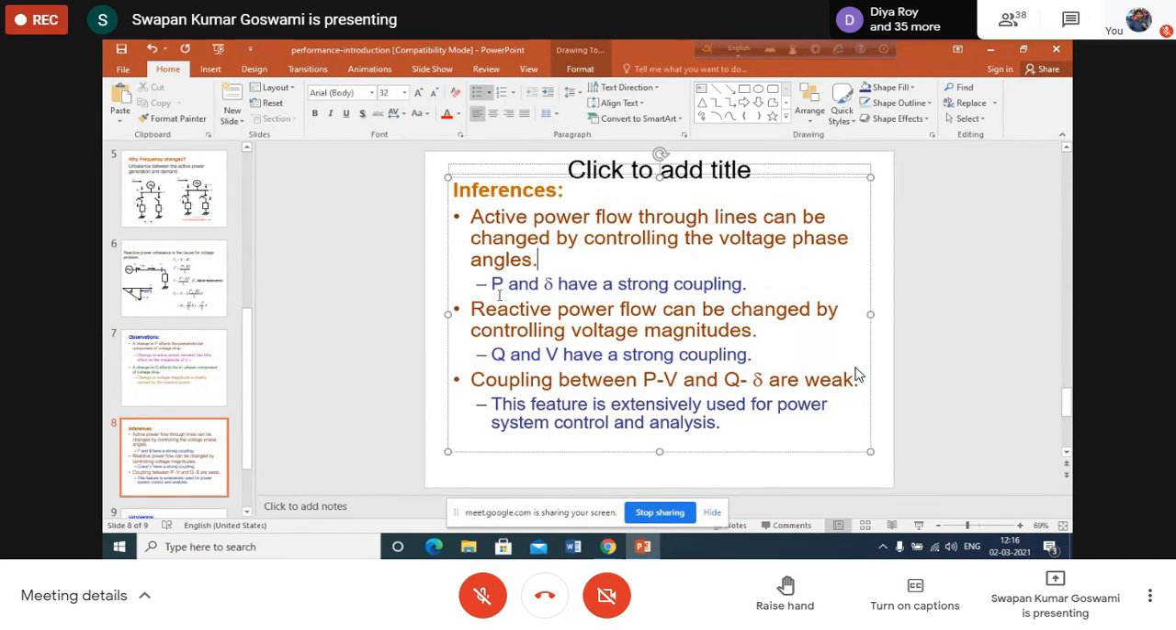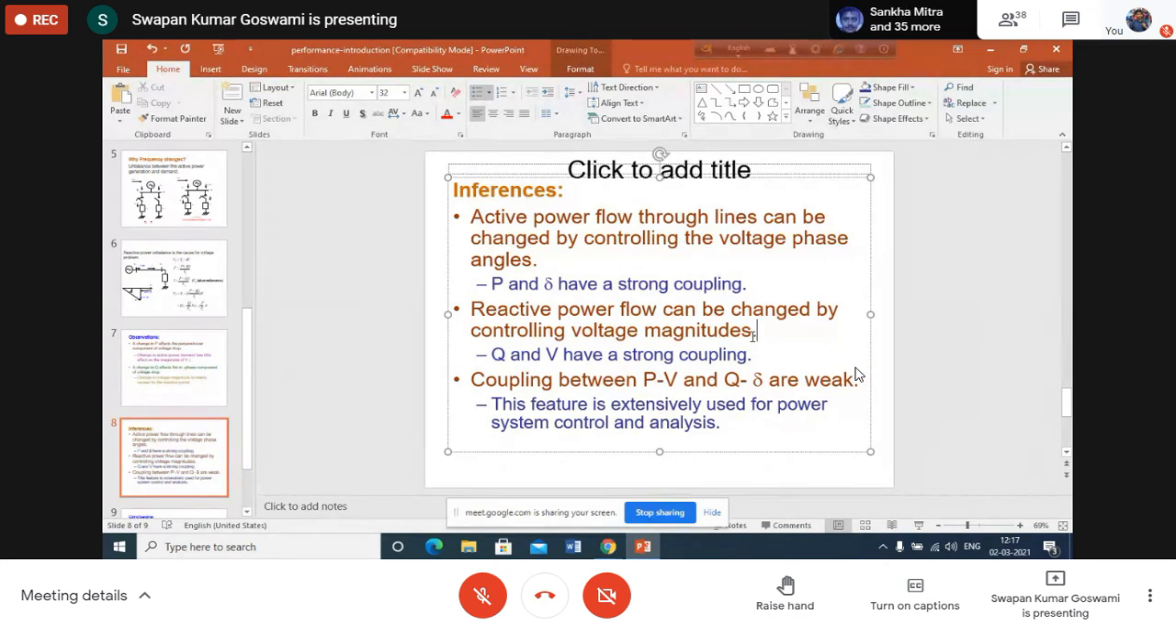Okay, that means P and delta have a strong coupling. We have seen if we vary P, then delta changes. That means the dependence between P and delta is strong. If you change delta, then P changes. If you change P, then delta changes. Similarly, what we have observed is that reactive power flow can be changed by controlling the voltage magnitude. We have seen that if we change the reactive power flow, then voltage changes. So reversely, if you want to deliver more reactive power, you have to change the voltage.